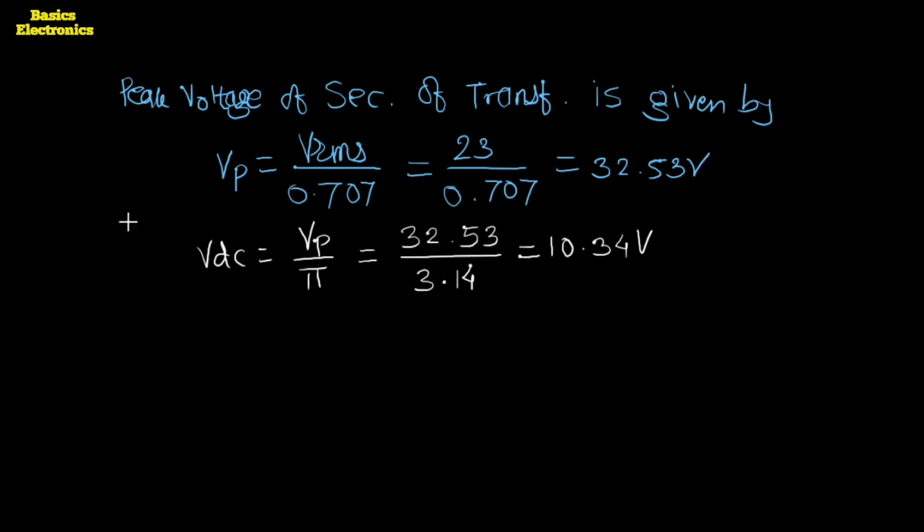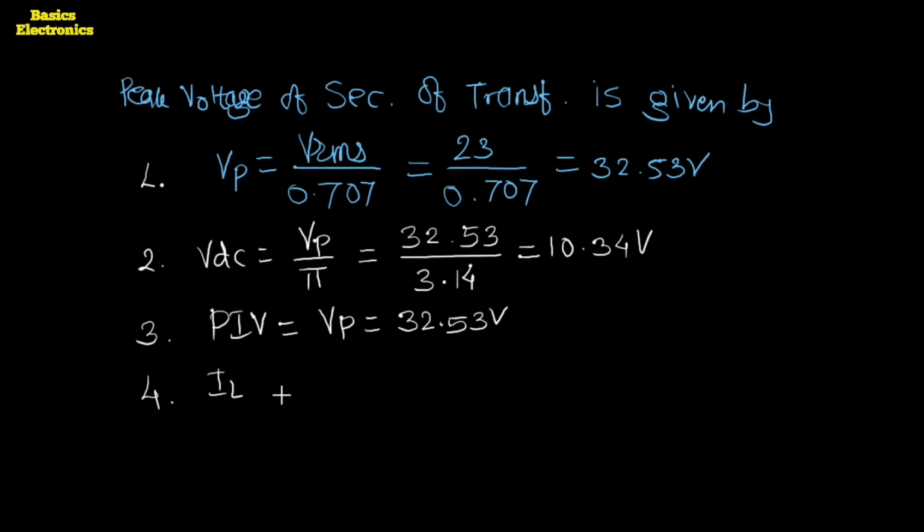Then we return the formula of this secondary voltage. Then what we have to find out? We have to find out the PIV rating of the diode. So the PIV rating of the diode is equal to Vp, and already the Vp is calculated as 32.53 volts.